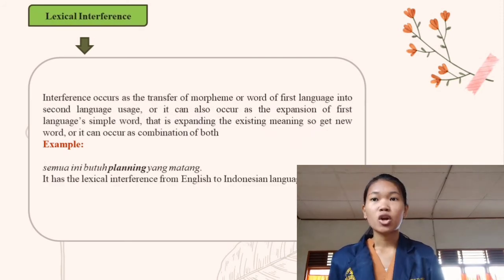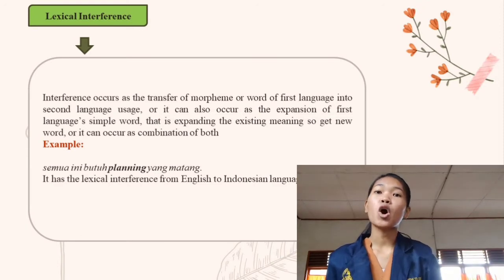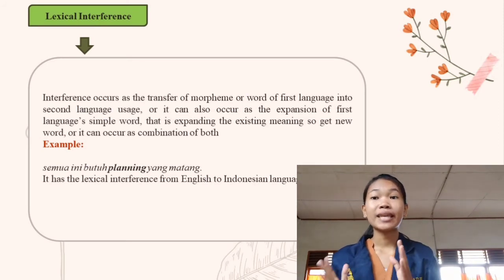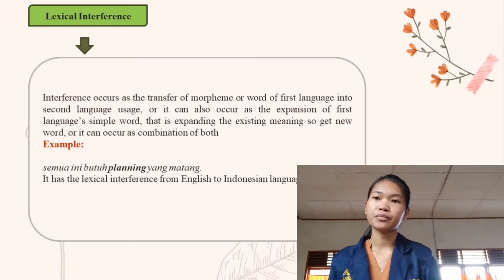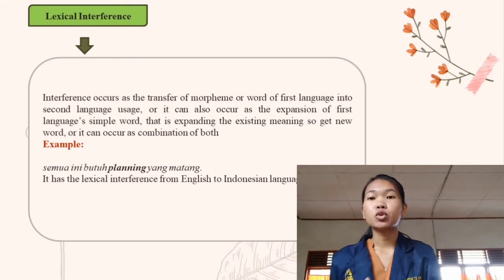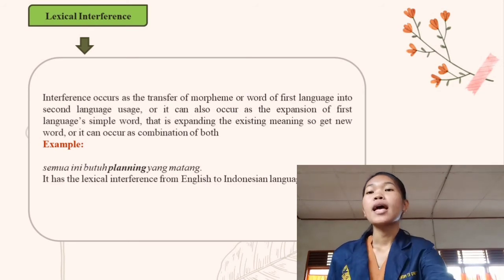Lexical interference occurs as the transfer of morpheme or word of first language into second language usage, or it can also occur as the expansion of first language's simple word, that is expanding the existing meaning, so get new word, or it can occur as combination of word. For example, semua ini butuh planning yang matang. So in the slide, you can see the word planning is bold, which has the lexical interference from English to Indonesian language.